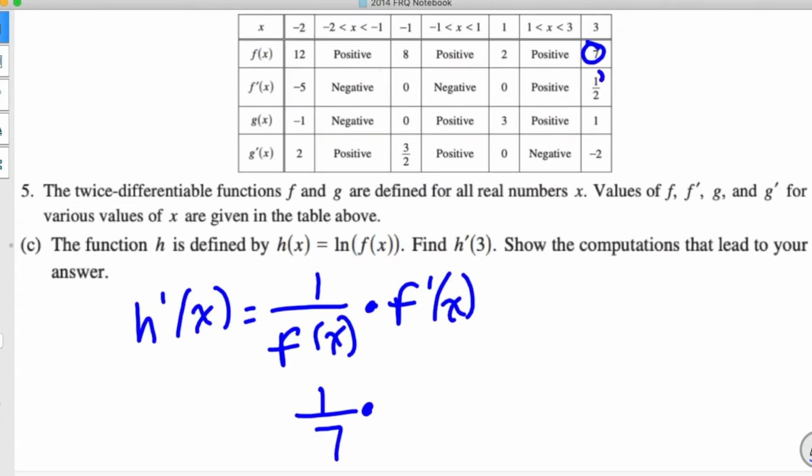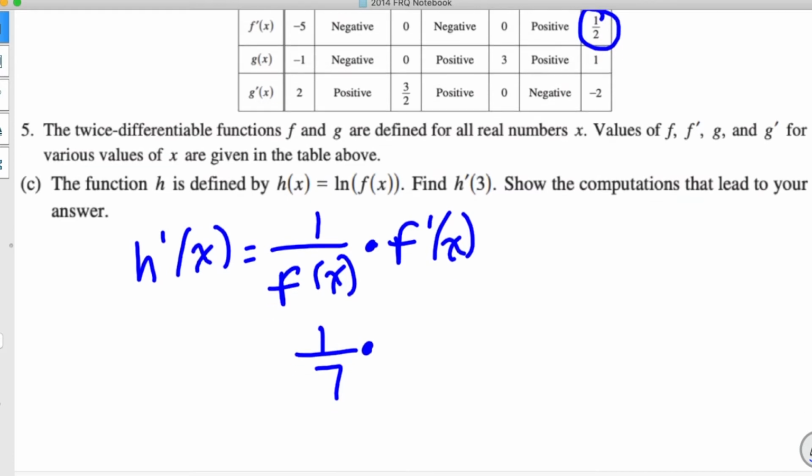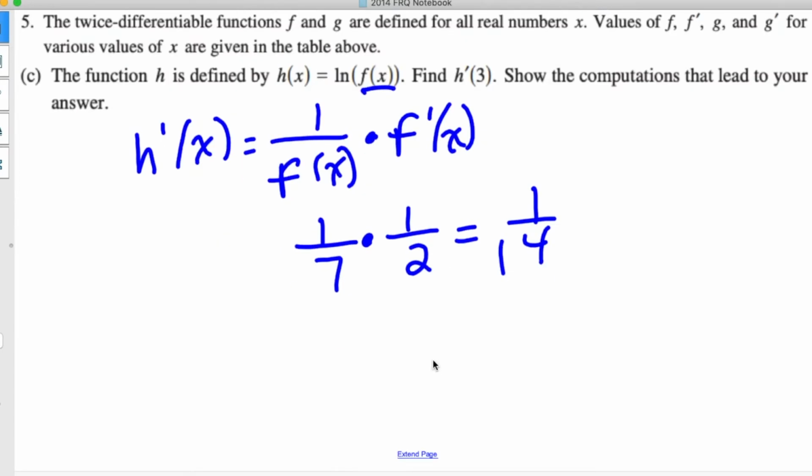So f prime of 3 is right here. That's 1/2. So this is going to give us 1 over 14. Okay, that's all we needed to show for that one. Again, taking your derivative, ln is 1 over the function times the derivative of the inside, just f prime of x. So there's your final answer, 1/14 is what we get there.